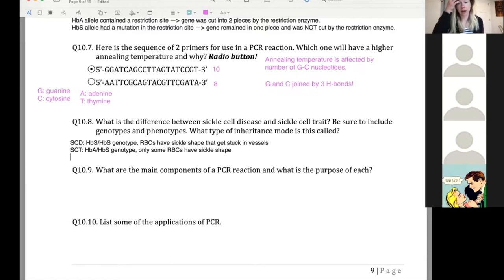And what type of inheritance passes this trait along? If we need two copies of the allele to have the disease, what kind of inheritance pattern does that represent? Autosomal recessive? Yeah, exactly. It's autosomal because it happens on chromosome 7, I believe, and recessive because you need two copies of the disease allele in order to have the disease.